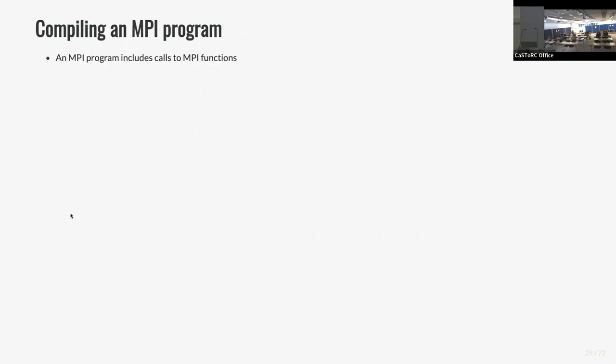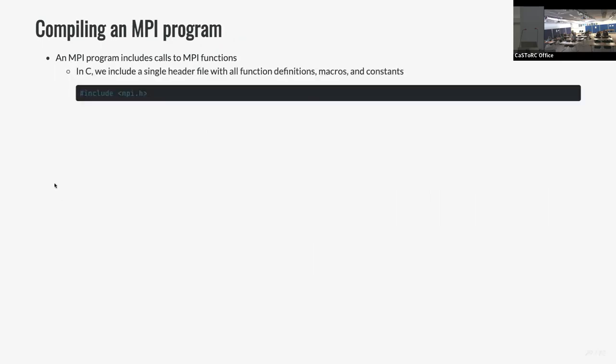In our example, we will be using mpirun. An MPI program is like the standard C program that you write, but it just calls some MPI functions at some point in the program. If we're using C, and this is what we will be using for the examples, there's a single header file with all function definitions, macros, and constants that you need to use. So this is just that easy. No, it's not easy. But anyway, you include a single file, mpi.h, and that has all the definitions.